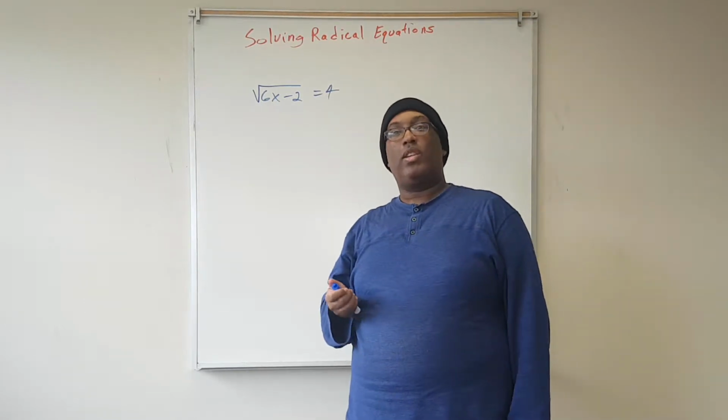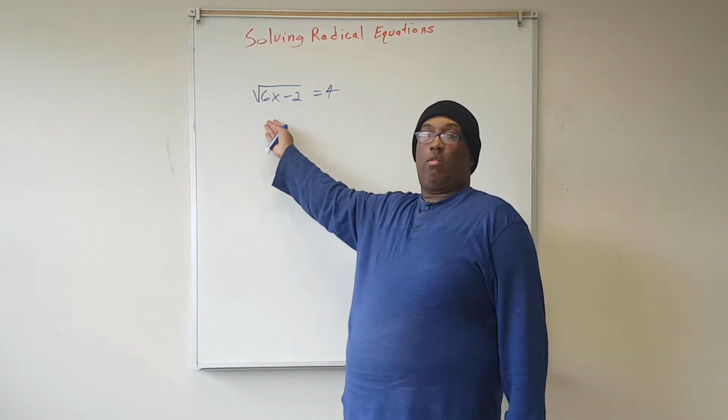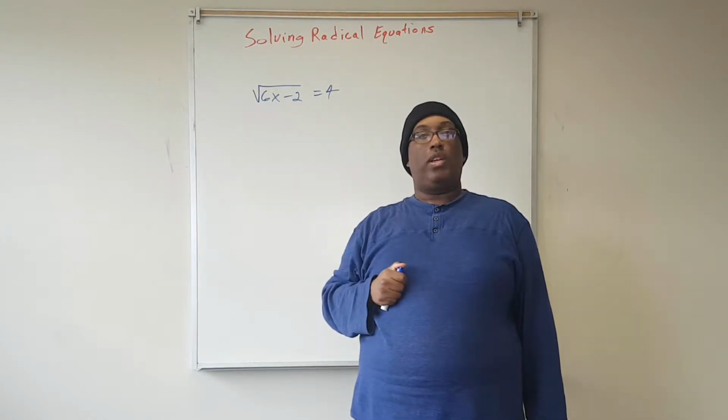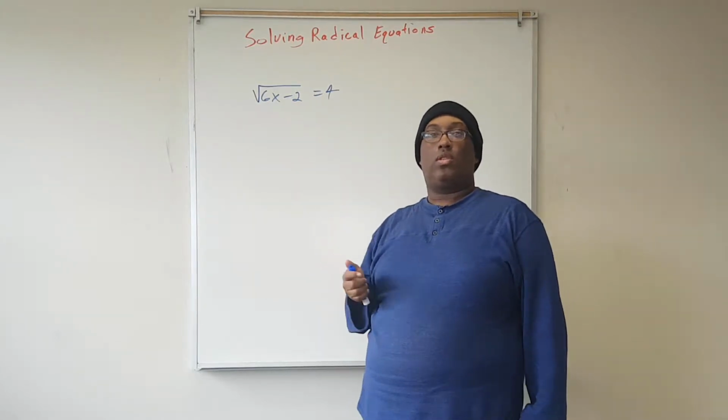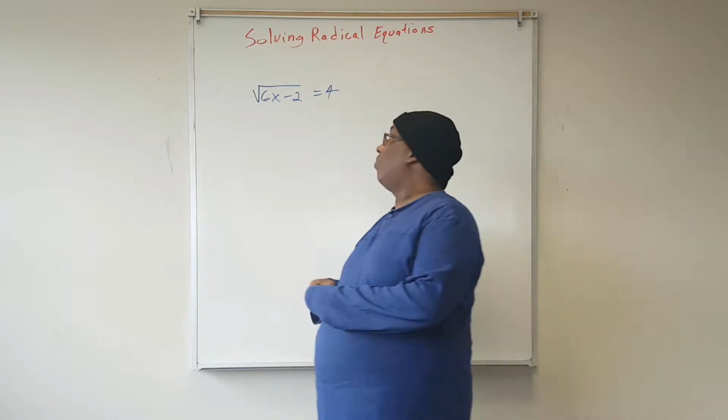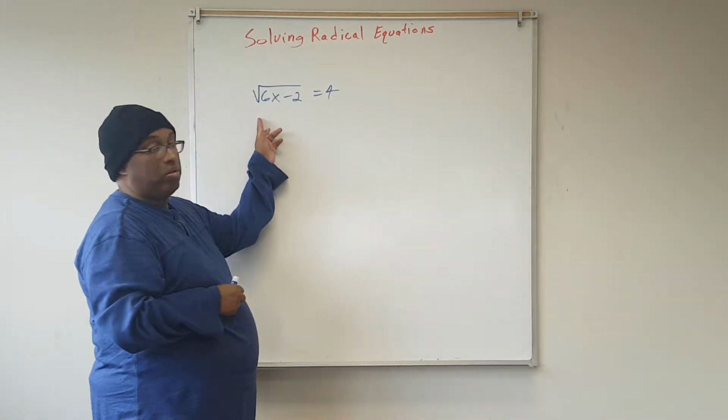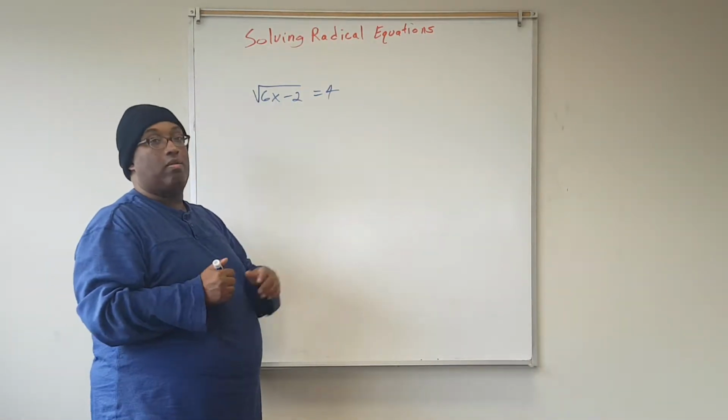So a radical equation is any equation with a radical inside the equation. So in order to solve this, let's get started. When you have the square root, you want to square it to get rid of it.